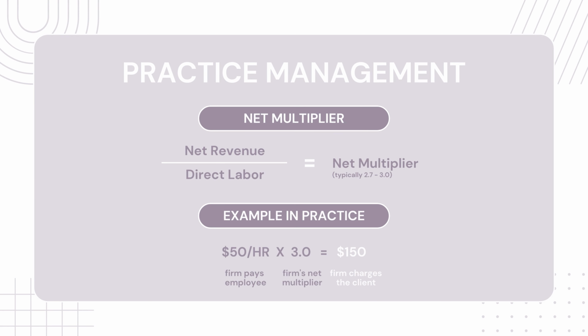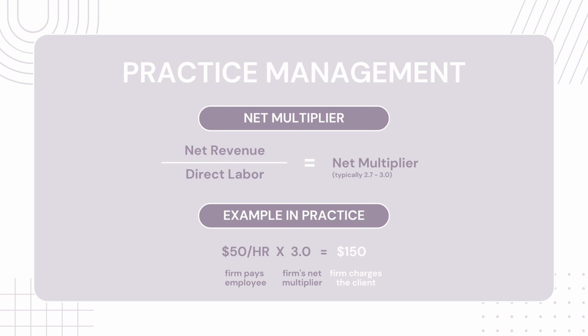The net multiplier is found by dividing the net revenue of the firm by the cost of direct labor. This factor includes benefits, indirect labor, overhead, and profit. A typical value for most firms ranges between 2.7 and 3.0. So, if a firm uses a net multiplier of 3.0 and they are paying their employee $50 per hour, then the client would be billed for that employee at $150 per hour.